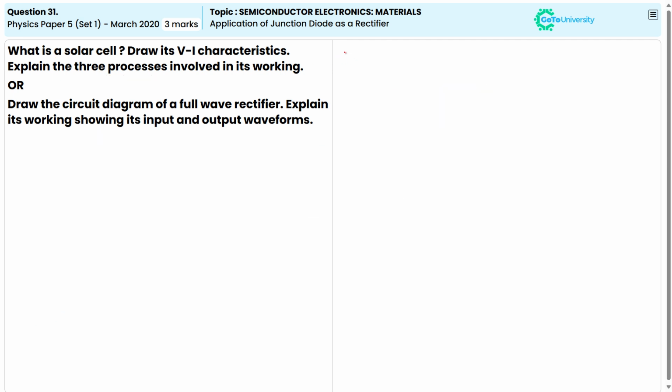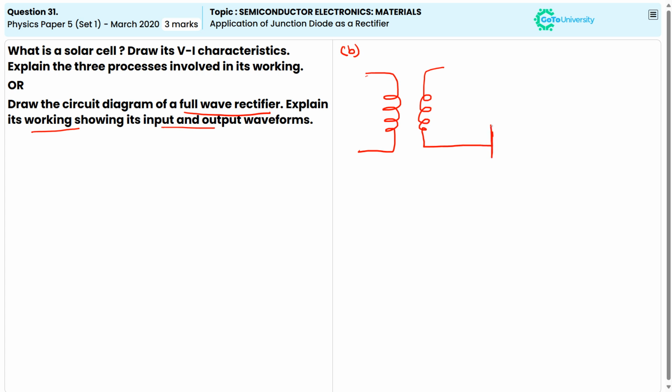Now let us discuss the second question, that is B. Here the question is: draw the circuit diagram of a full wave rectifier and explain its working showing its input and output waveforms. So first let us take the circuit diagram of a full wave rectifier. A full wave rectifier has a center tap transformer, so we'll take the center tap transformer first.